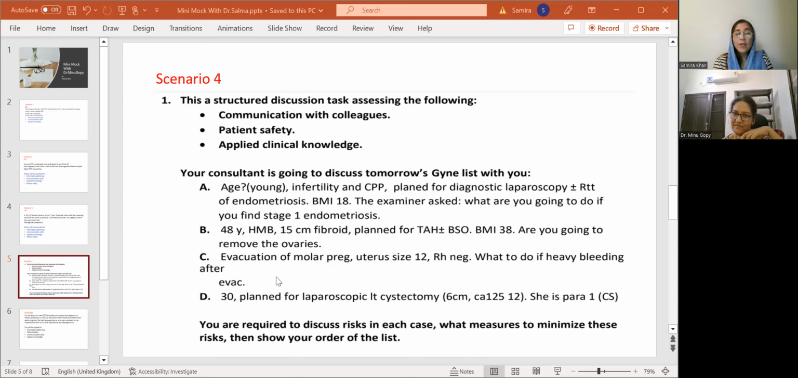Okay, so molar pregnancy, and uterine size is okay. She's RH negative. So there are some risk factors of bleeding, and she needs NTD, and she needs, as you said, ultrasound guidance.